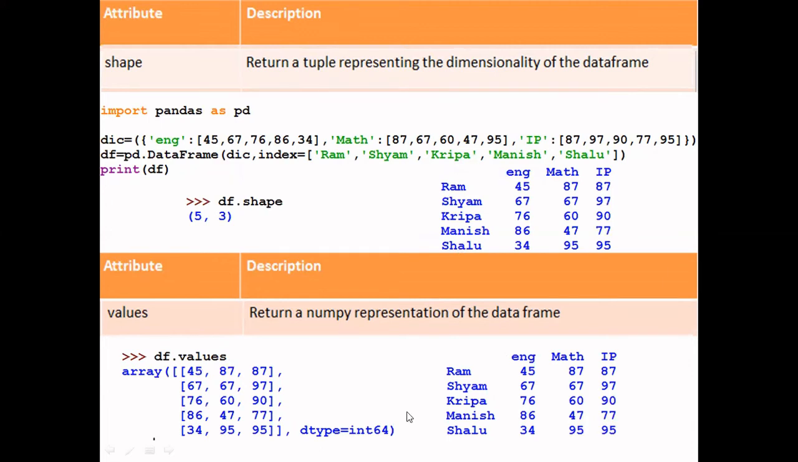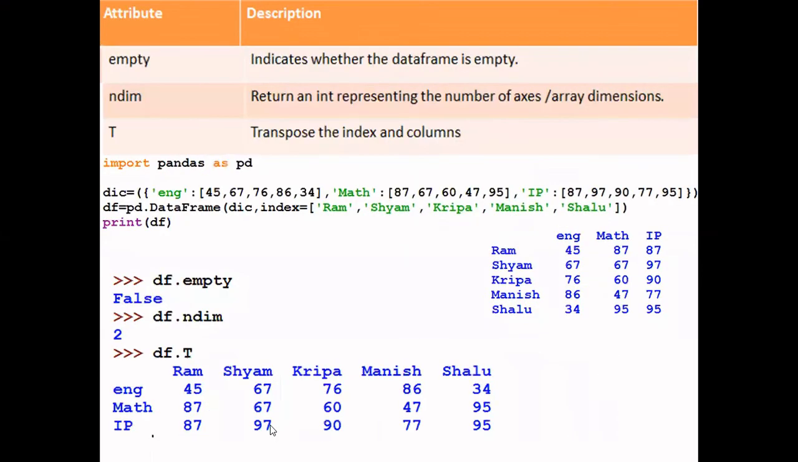df.values will show you all the data of the data frame in NumPy form, in array form I can say. Then empty is what? It will check whether your data frame is empty or not. ndim means what? It will give you the number of axes. कितने axes हैं आपके data frame में? तो of course मेरे पास 2 axes हैं, rows and columns. So it will give you 2. df.T will transpose your data frame: rows will become columns and columns will become rows.